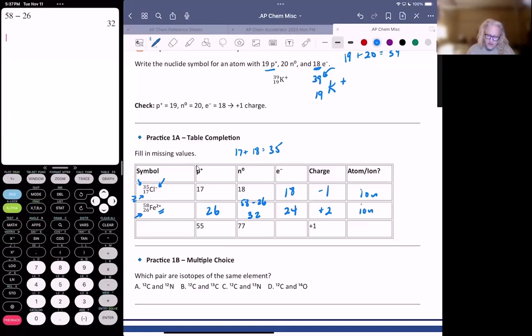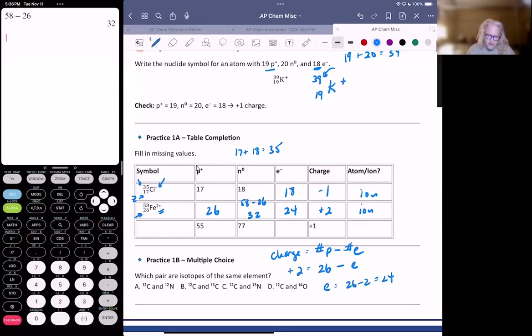Here's an equation. The charge is equal to the number of protons minus the number of electrons. So if my charge is +2 and I know it's 26 protons, the number of electrons is going to be 26 minus 2, which is 24.